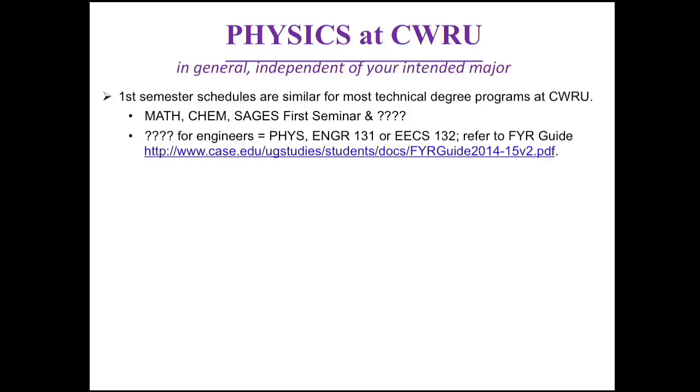You'll take a SAGES first seminar, and then there are some questions. The questions for engineers would come down to physics or a computer science course, Engineering 131 or EECS 132, MATLAB or a Java course. What you should do there is refer to the FYR guide, because you should know that it's not the physics department that decides which physics course you should take. It's the department that you might major in. And even if you aren't certain of your major, look up the possibilities and see what those departments recommend.